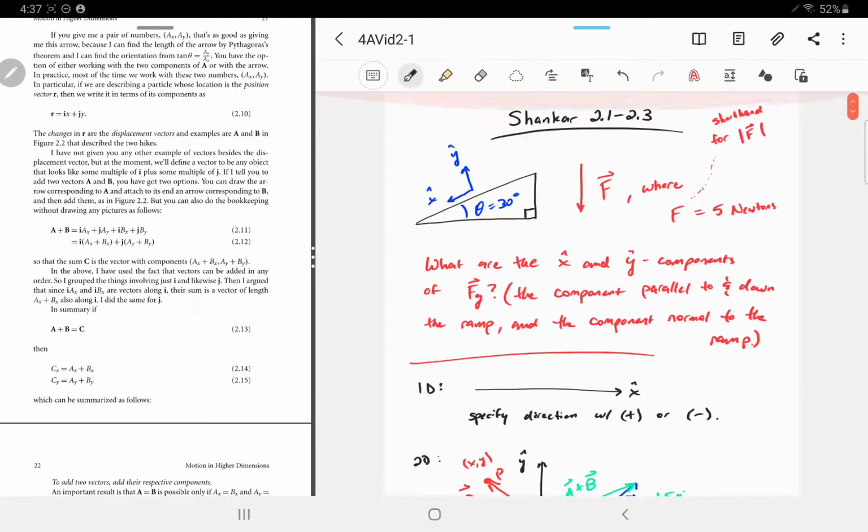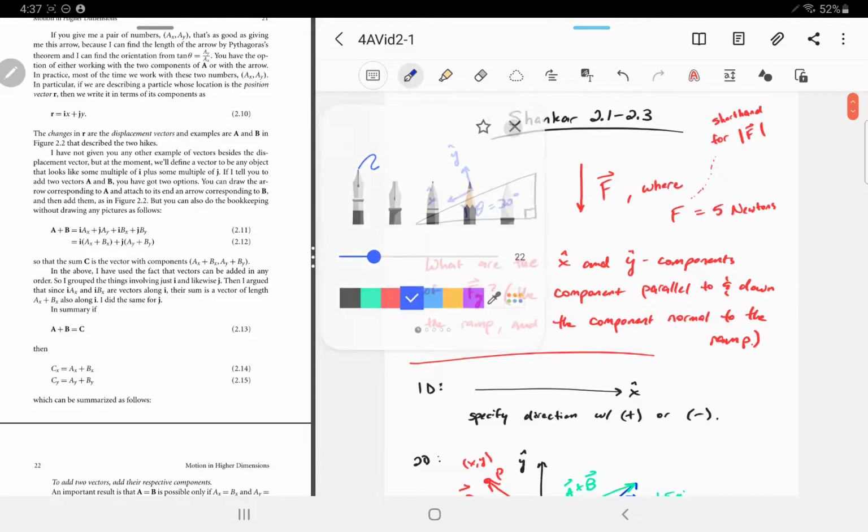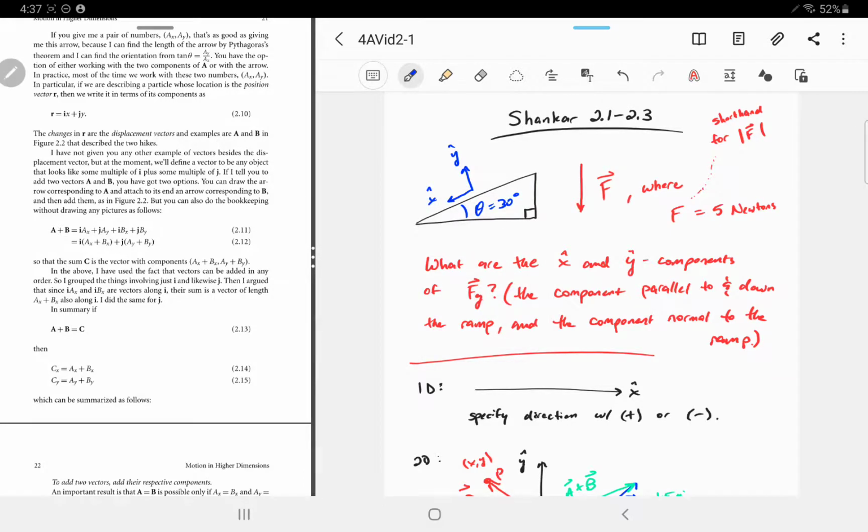Okay, so the only thing left to do is to answer this problem. So there is a little bit of geometry involved in some of these problems. So here I drew a vector f, which is pointing vertically downwards, and it has magnitude 5 newtons. So we never talked about what a newton is. It doesn't really matter. It turns out it's a unit of force.